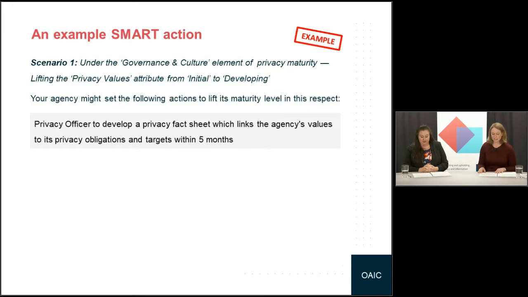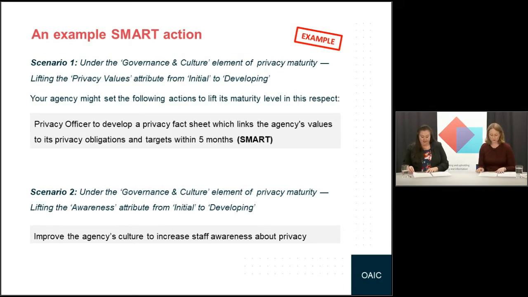I would consider this to be a SMART action because it's specific. A fact sheet will be created. This is measurable in that the fact sheet will either be completed or it won't. It would be attainable as it's within the privacy officer's expertise. It's realistic because the agency has already documented its values in our hypothetical. And it's timely. There's a deadline in place. So let's quickly look at another one.